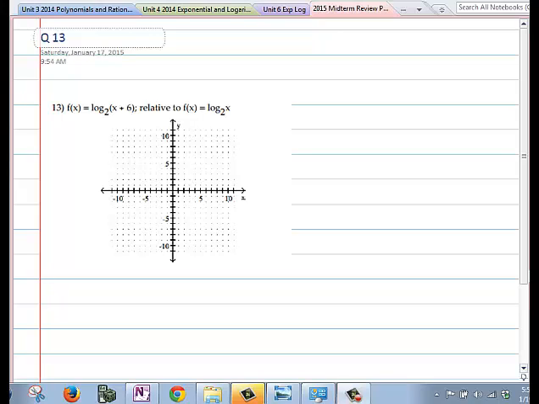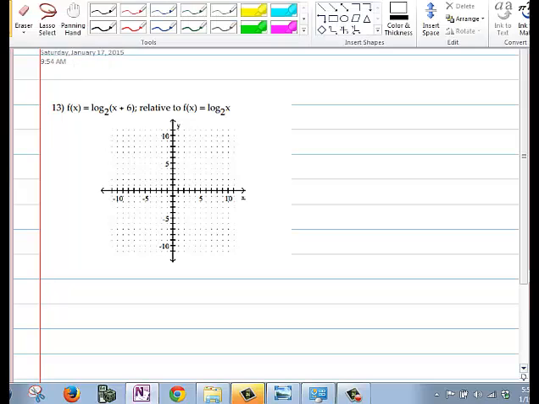Okay, students, this is Mr. McCallum again, and we're going to work on question 13, and we're working on a logarithm transformation. So you have to first remember what your basic logarithm equation looks like. And I'll just give a quick little mini lesson about what we did in class with this.